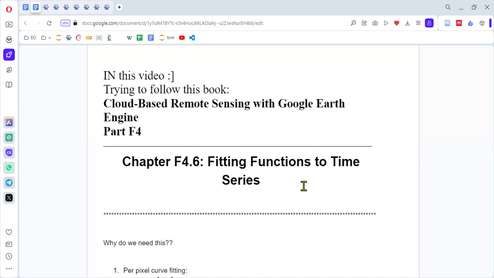Hello everyone. In this video, we are following chapter F4.6, fitting functions to time series from the book Cloud-Based Remote Sensing with Google Earth Engine. We learned to use linear modeling and retrending the time series in this chapter. We also learned to determine the trend and seasonality on a per-pixel basis from the multi-temporal data.